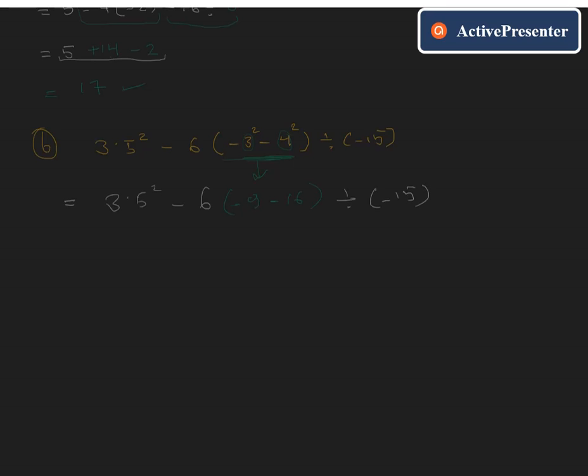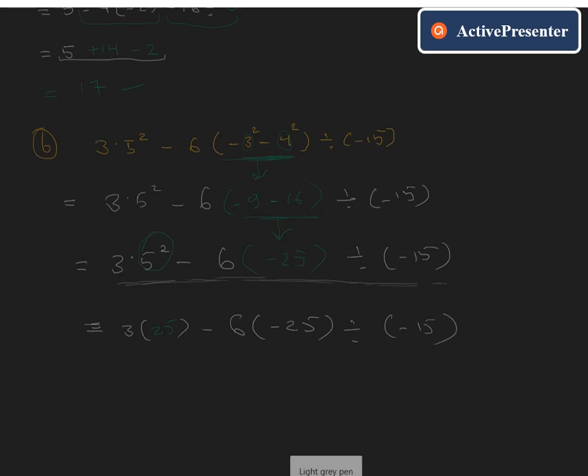The rest will remain the same. We have to complete what is inside the parentheses. So this is minus 9 minus 16, which is minus 25, and the rest will remain the same, multiplied by 5 squared minus 6. Now we have to look in the expression. We finalize first the exponential here, which is 25. Of course, 3 multiplied by 25 minus 6 multiplied by minus 25 divided by minus 15.